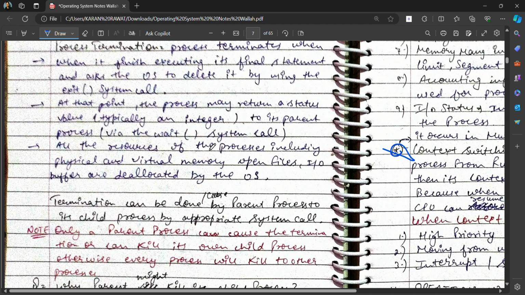Okay, so you just need to remember that for process creation we use the create process system call, and for termination we use exit, wait, and so on. Now all the resources of the process, including physical, virtual memory, open files, and input output buffers, are deallocated by the operating system. It is obvious that a process is created for some kind of execution. Once the execution has been done, all the resources which were allocated to that particular process will be deallocated by the operating system. So this is about process termination.